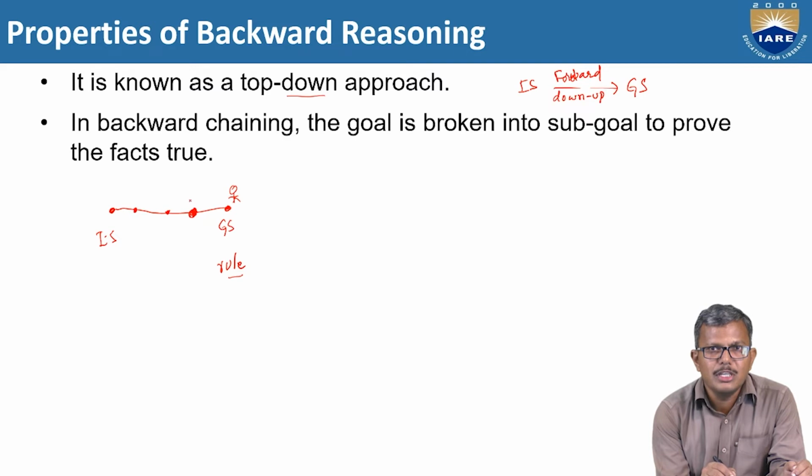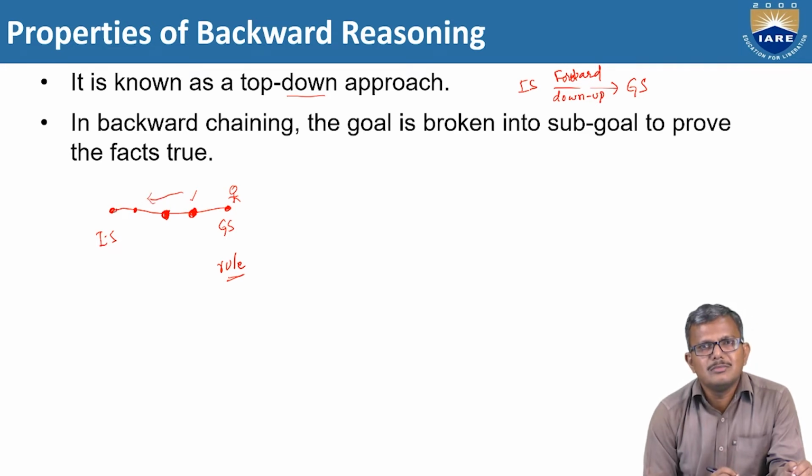So you have succeeded in reaching one sub-goal. Next, for this particular point also, you need to identify which rules are applicable. These rules we get from the knowledge base. You apply those rules, a new configuration comes, and that new configuration is your new state. You keep on doing this until you reach the initial state. That's why we say that in backward reasoning we have sub-goals. The main goal itself we split into several goals. The goal is broken into sub-goals to prove the facts true.